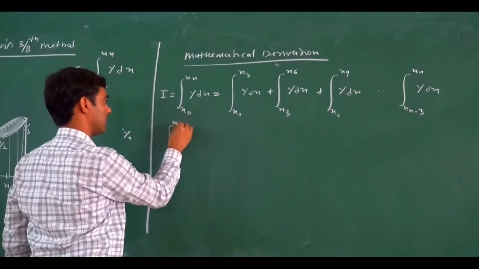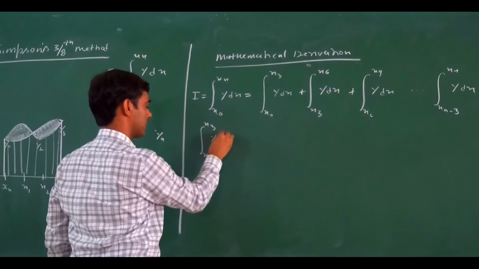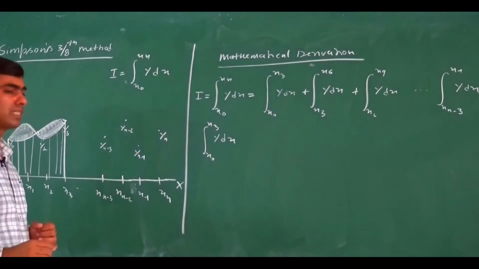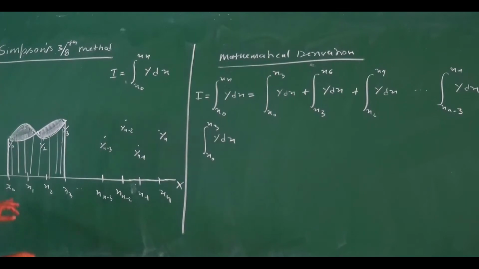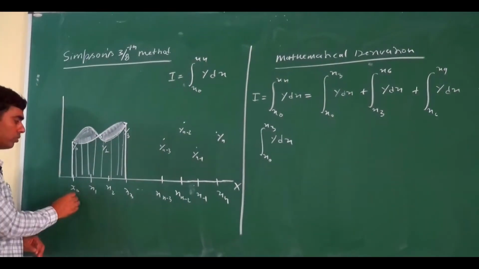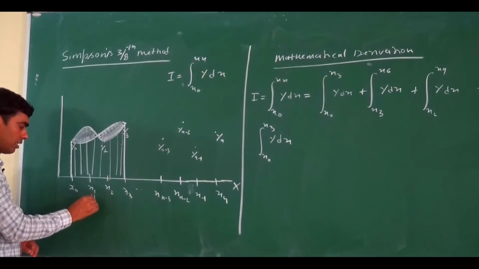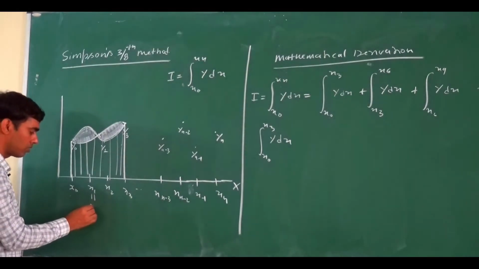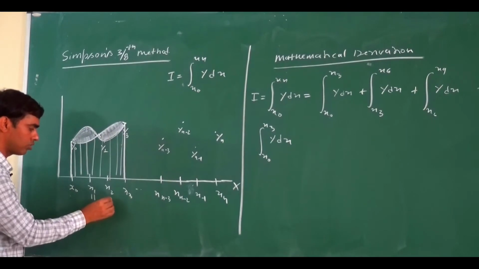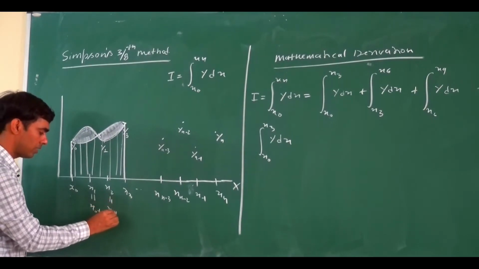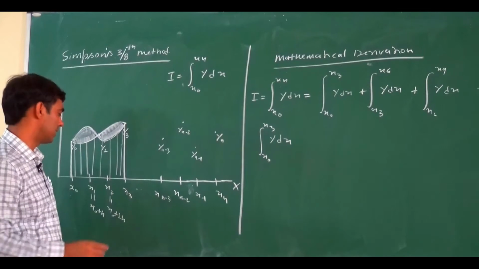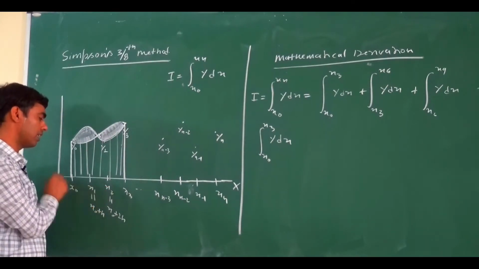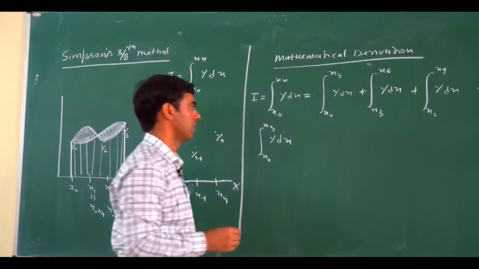∫ from x0 to x3 of y dx. As we know, this is a method based on interpolation, and here we assume that these values, x0, x1, reside at an equal class interval. So x1 equals what? x0 plus h, x2 equals x0 plus 2h. That means the difference between x2 and x1 is h, and the difference between x1 and x0 is h.